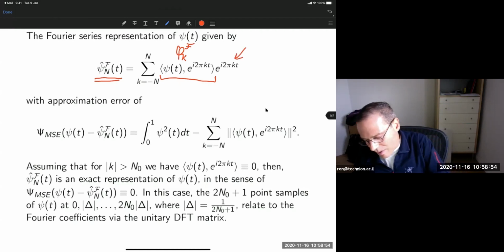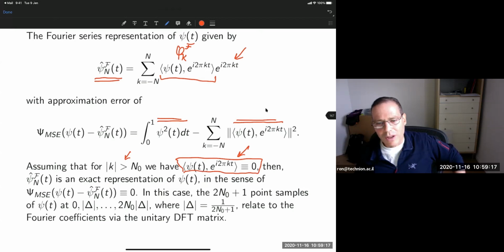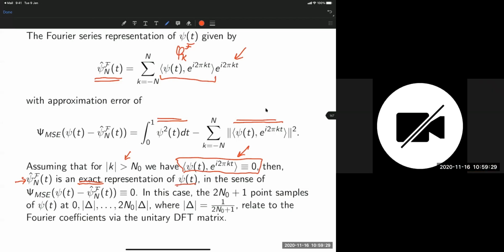So now I know what the approximation error is. The approximation error is something that we have seen before, the energy of the coefficients that I subtract from my function. And we said that if we know, for example, that for k greater than n0 these coefficients are equal to zero, I mean, my function does not have what we call high frequencies, then we know that the approximation is exact. It is an exact representation of my function.